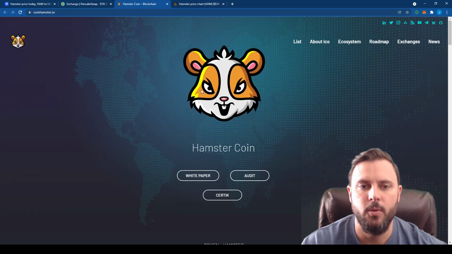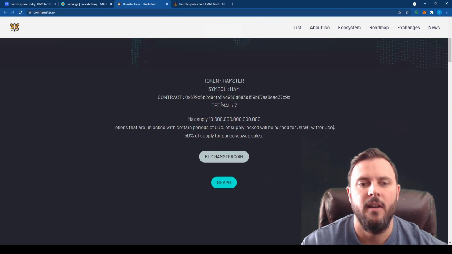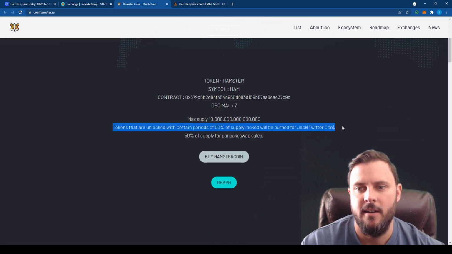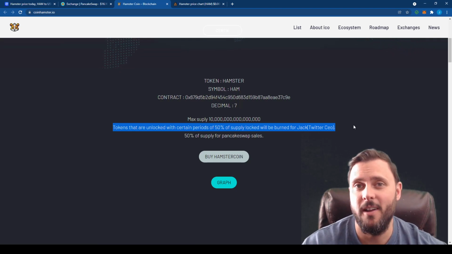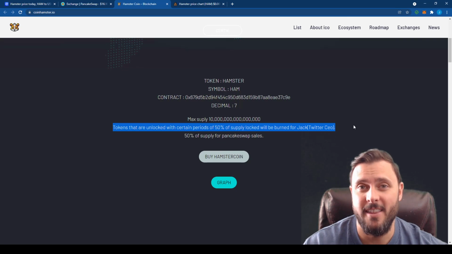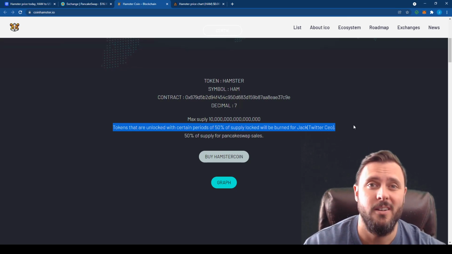Hamster Coin, meme coin with a hamster, okay? Now this sentence here, I had to read a few times to try and figure out what the heck this means. I don't think this is correct English grammatically. If someone can correct me on that, or translate that to English, because I had to just copy and paste this into Google to figure out what the heck they were talking about.